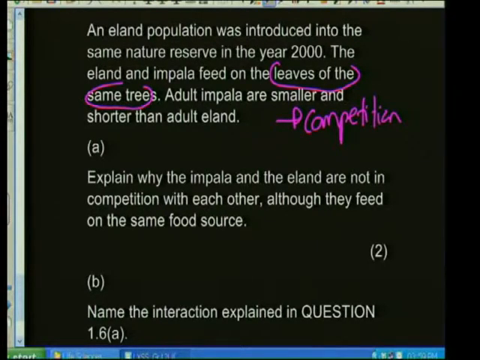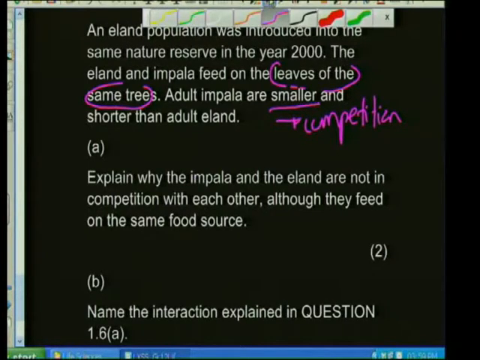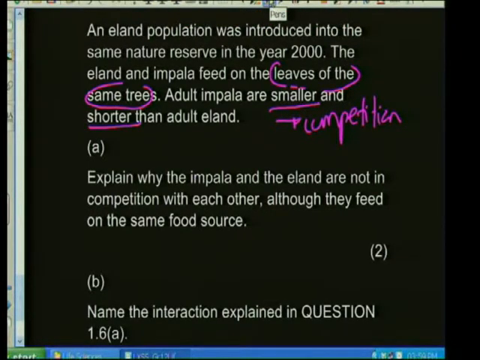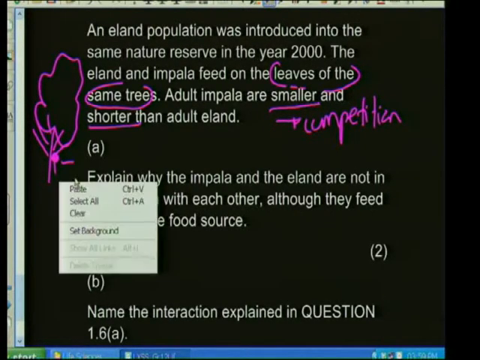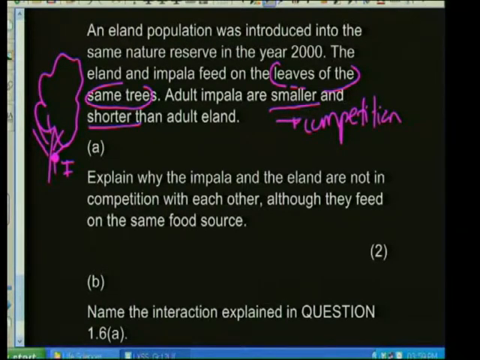But the last line gives us a bit of a clue. Adult impala are smaller and shorter. So let me draw you a picture. If I were to have a tree over here, and here's all these leaves over there, the impala, I'm going to do I for impala, would nibble on these leaves, and the much taller eland would feed on the leaves above it.